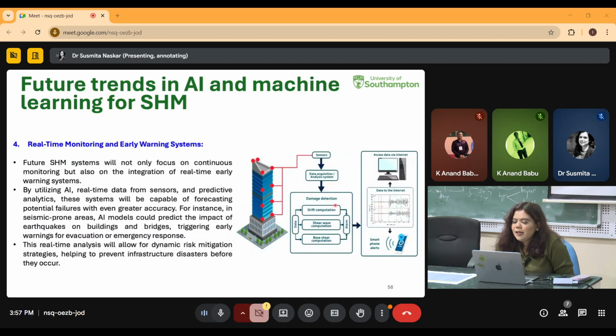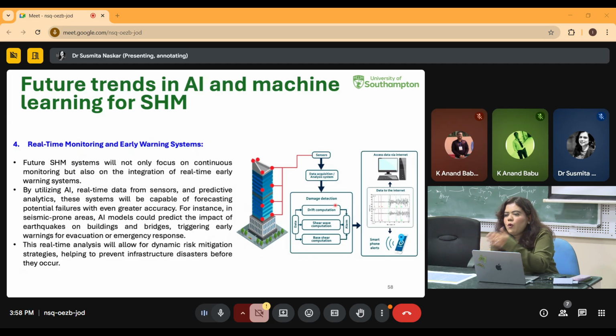And then again, the fourth future trend, which is happening quite a lot when we talk about machine learning algorithms in structural health monitoring systems, is real-time monitoring and early warning systems in SHM, right? When we talk about the future SHM system, it will go beyond just continuous monitoring. That means they will integrate real-time early warning systems. So what does it possibly mean? It means the system won't just observe, but also predict and alert immediately.